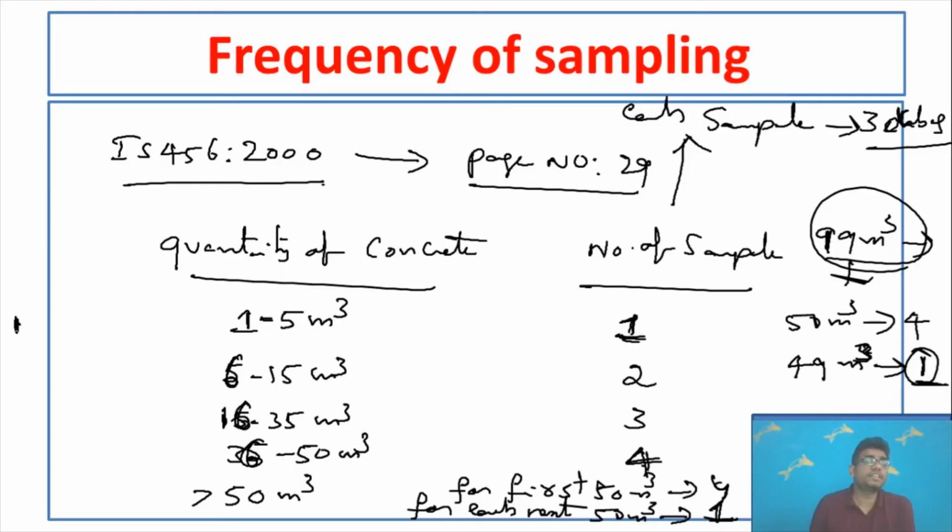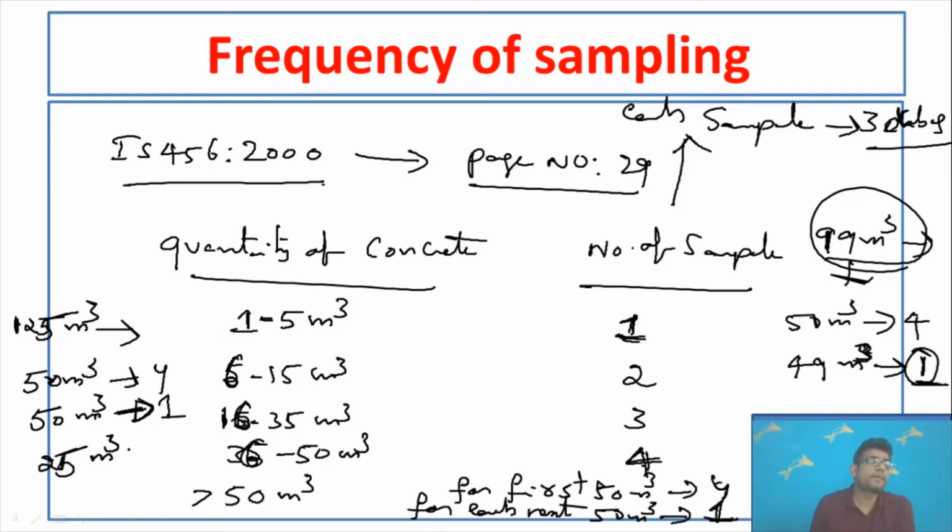Suppose you are working with 125 meter cube. Then for the first 50 meter cube, how many samples do you have to take? 4 samples. For the next 50 meter cube, you have to take only 1 sample. And for the next 25 meter cube, you have to take another sample. So totally how many samples do you have to take? 6 samples you have to take.